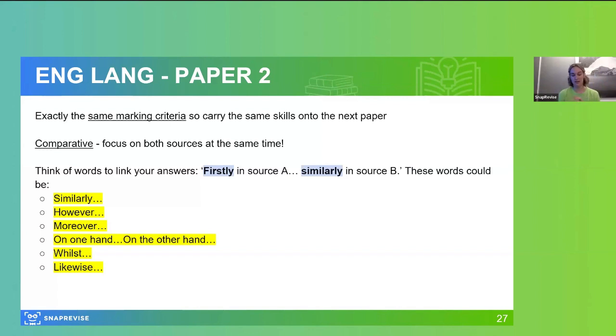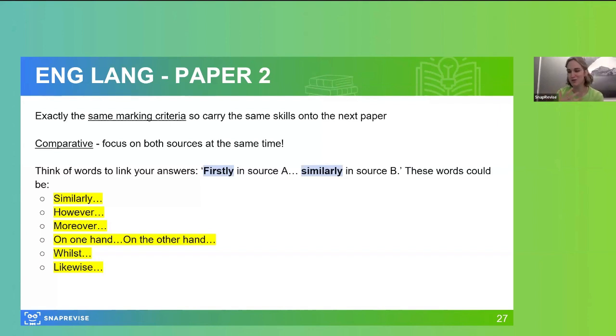There are lots of ways that you can link these sections. So I would always recommend having a little bank of linking words. So like, in this example, firstly in source A, similarly in source B. You could use words like however, moreover, on one hand, on the other hand, whilst, likewise.